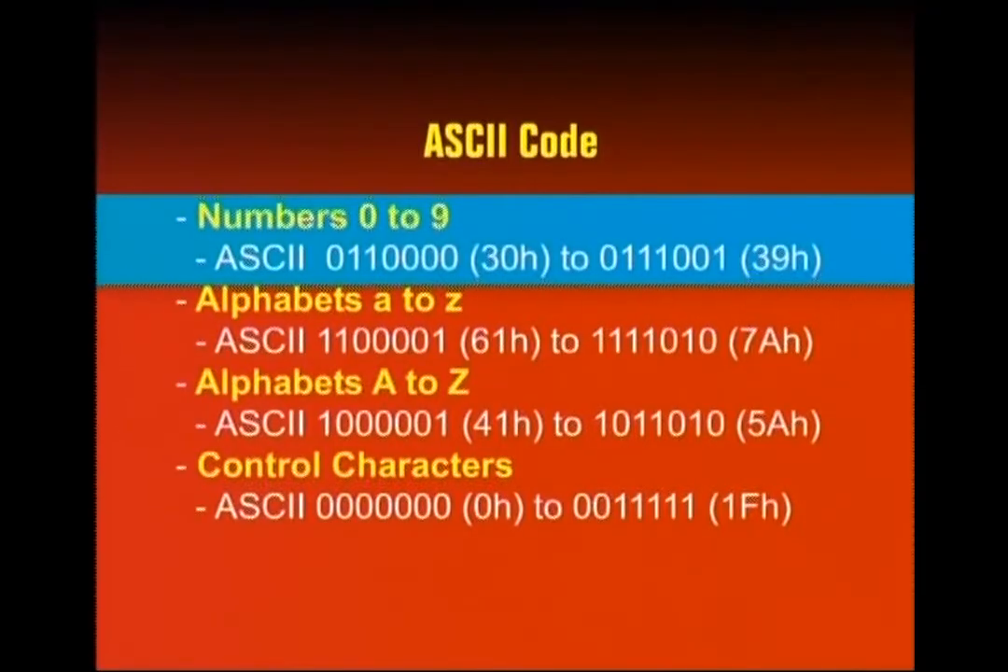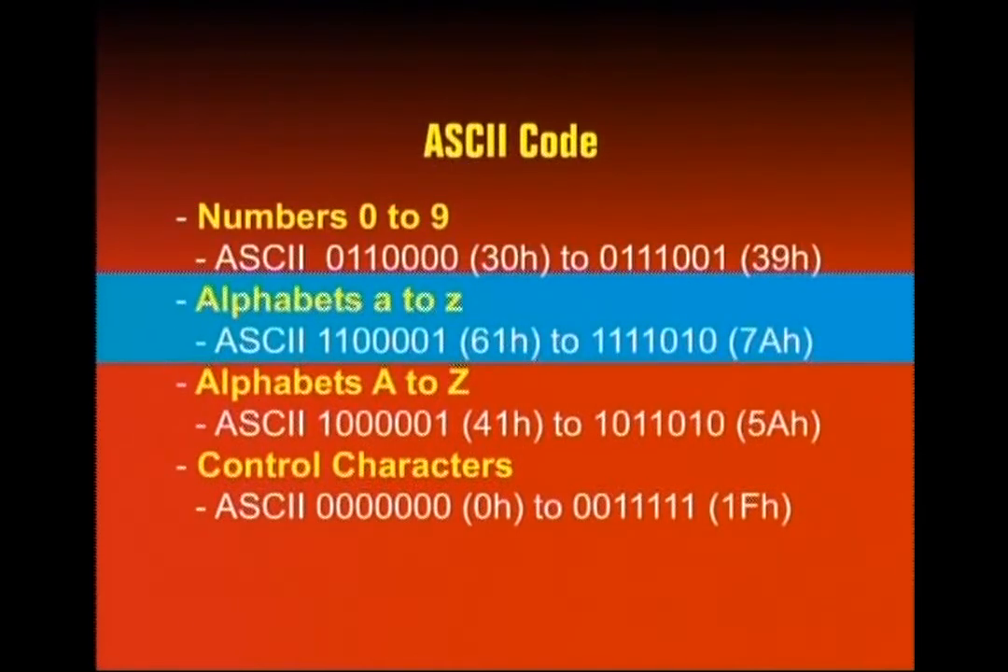How do we represent the capital alphabet letters and the small alphabet letters? Well, the lowercase alphabet letters a to z are represented by ASCII codes 110001, which is 61 hex, which represents small letter a, up to 111100, which is 7A hexadecimal, and it represents the lowercase character z. The ASCII code 100001, which is equivalent to 41 hex, represents the uppercase alphabet A, and the code 101100, which is equivalent to 5A hex, represents the capital character Z.